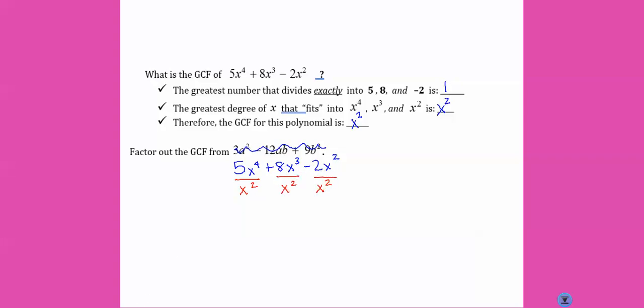So x squared goes outside. 5x to the fourth divided by x squared would be 5x squared, plus 8x cubed divided by x squared would just be 8x. And negative 2x squared divided by x squared would just be minus 2, because the x squareds would cancel out.